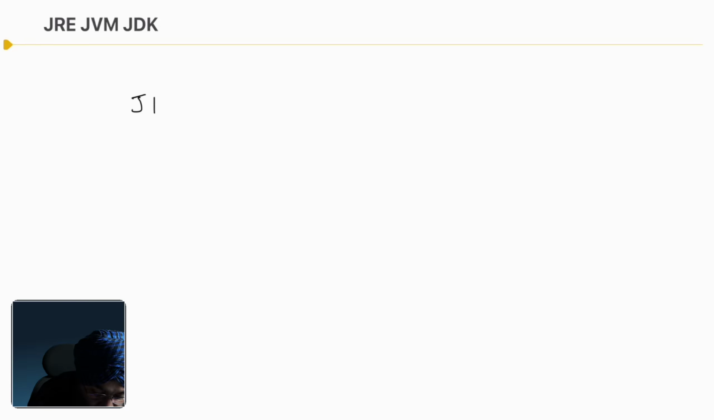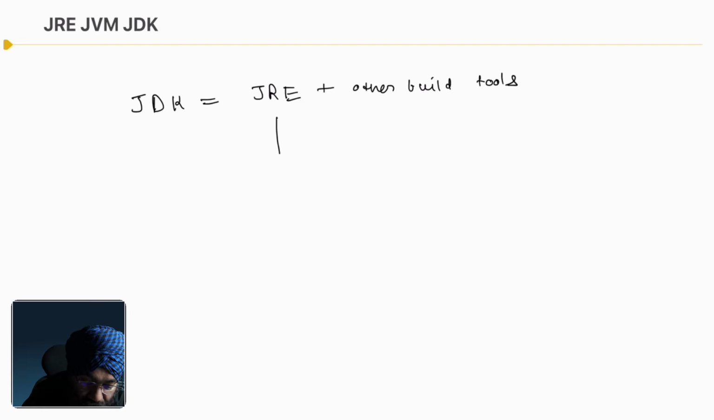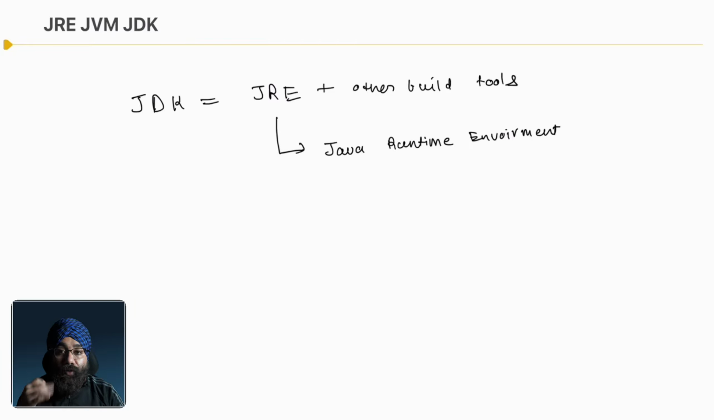So welcome back friends. Today we will learn about how the JVM works and also about JRE and JDK. So let's start with the definition. JDK contains JRE plus other build tools. JRE is Java Runtime Environment. All the necessary tools required to run Java constitute the JRE, Java Runtime Environment.